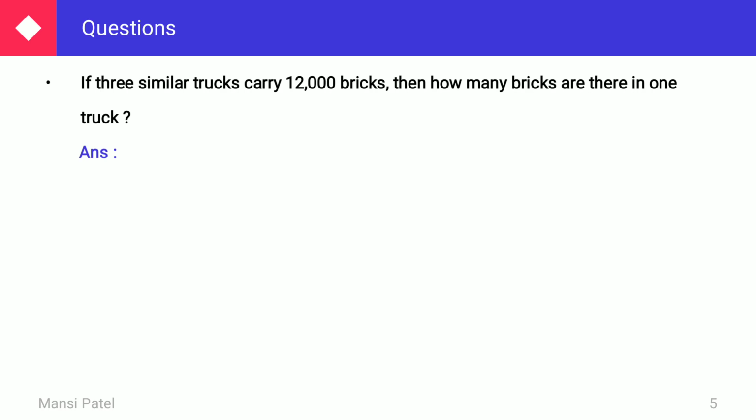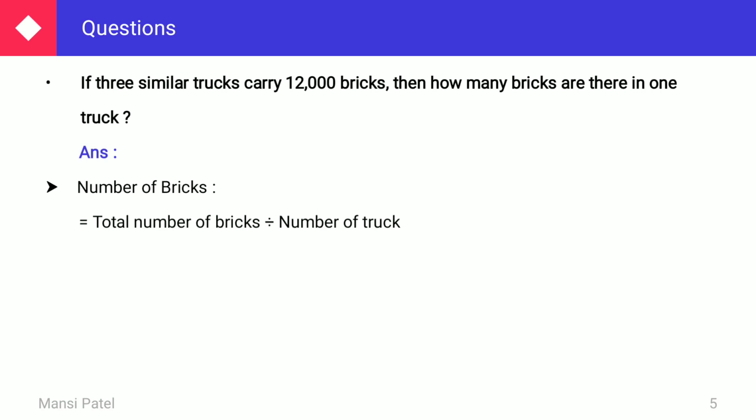So the same here. Instead of the unitary method, if you want, you can do this method. Here first they were telling that the capacity of those 3 trucks is similar. Therefore we have to assume that 3 trucks carry the same number of bricks. So we have to find the number of bricks, which is equal to the total number of bricks divided by the number of trucks. How many total bricks? 12,000 bricks are there, divided by 3.